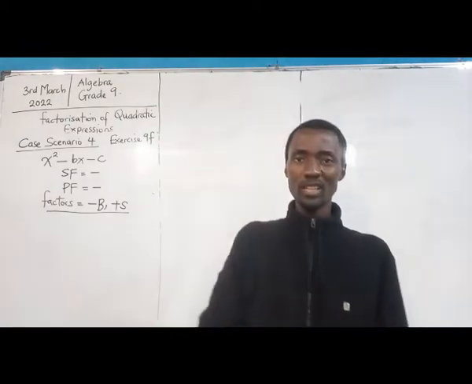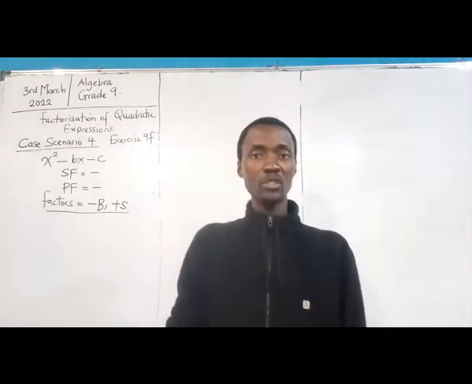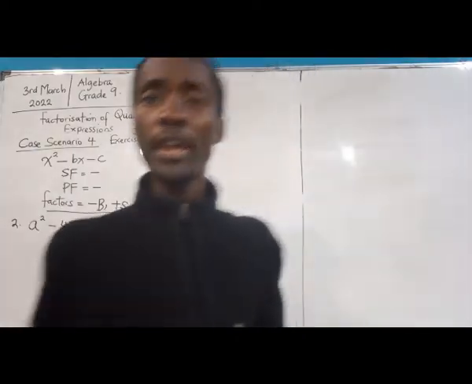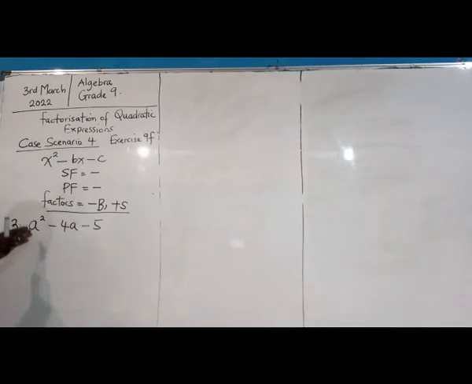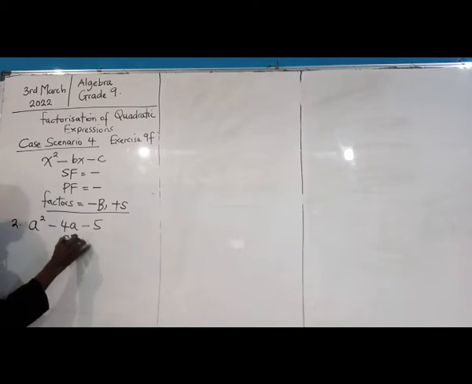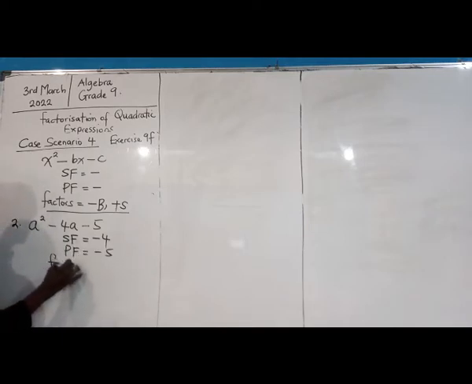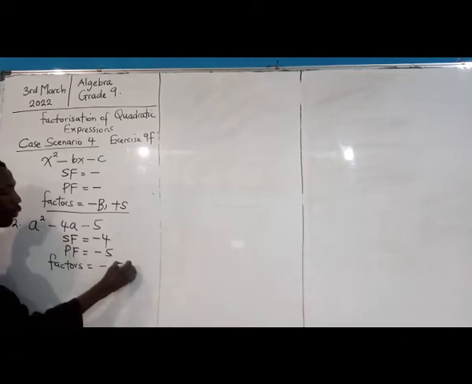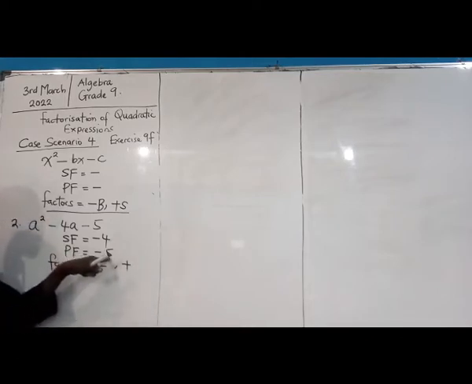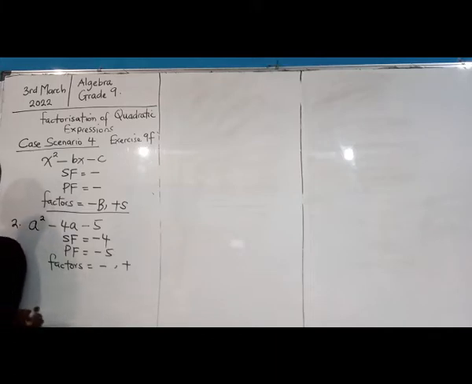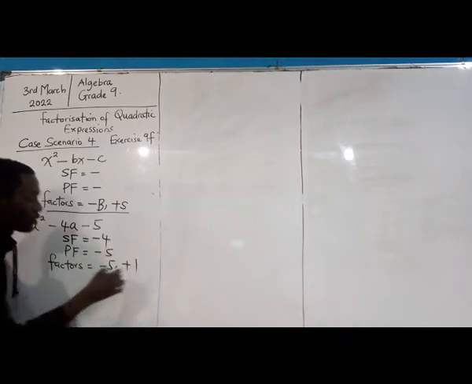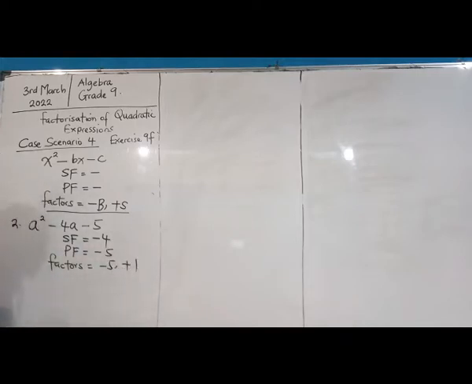Right, so let's take practical examples to illustrate how we go about this one. Okay, so we take a case scenario where we have a squared minus 4a minus 5. Now, what is the sum of factors? Negative 4. What is the product of factors? Negative 5. Beautiful. What will be the description of our factors? One negative, one positive. Now, we go back to 5. What two numbers will we multiply to get 5? Which one will be bigger? Negative 5. Beautiful. So that settles that. Negative 5 and positive 1.